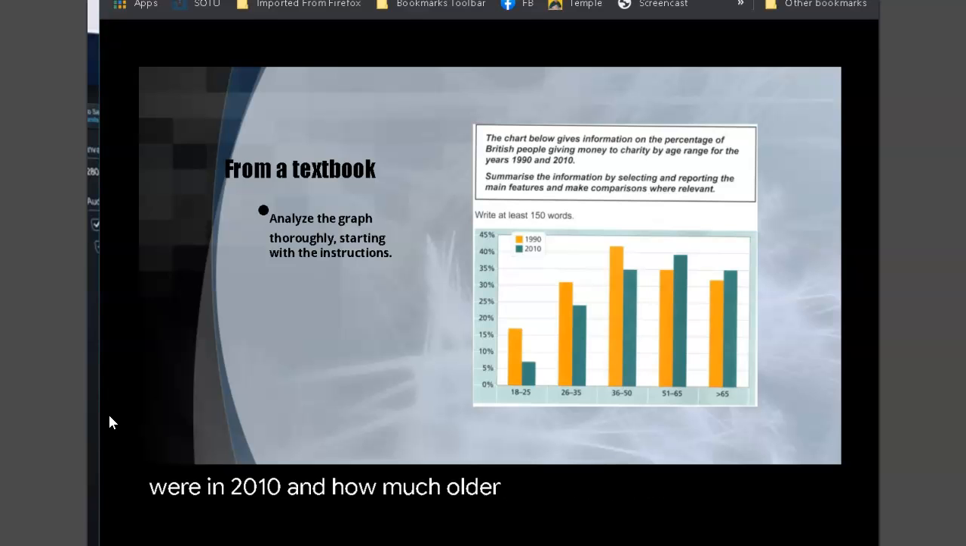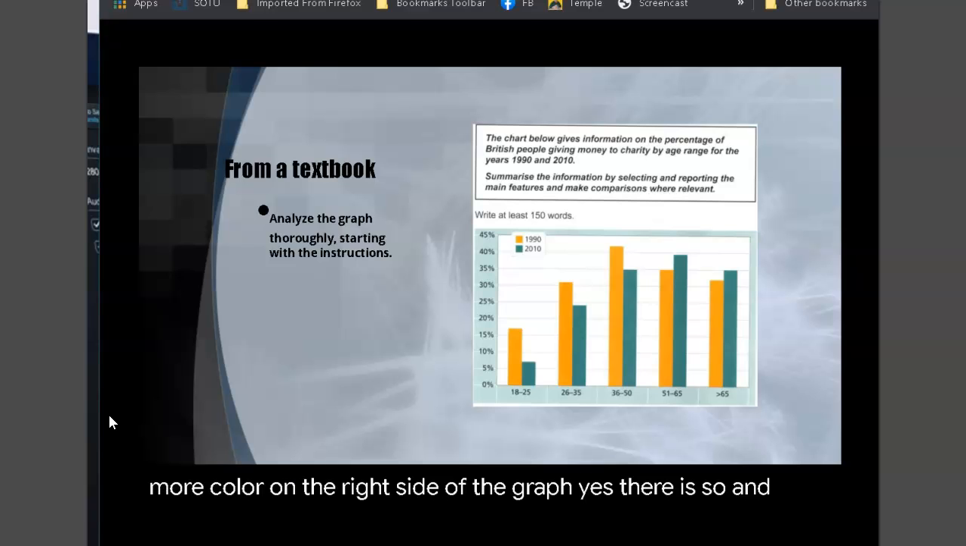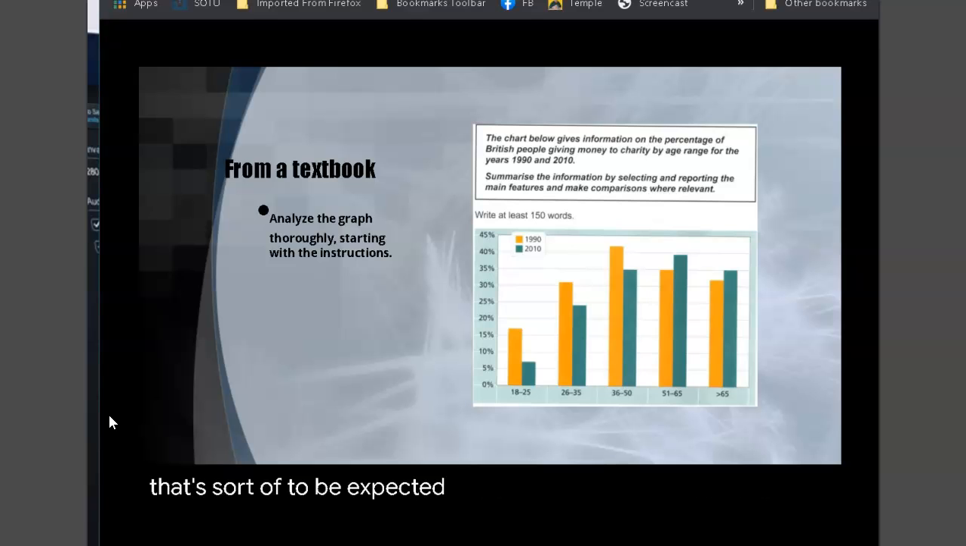And how about older and younger people? Is there more color on the right side of the graph? Yes, there is. And that's sort of to be expected, but don't let your preconceptions get in the way or guide you. The graph needs to be thought about in terms of beginnings and endings, similarities, things that remain the same over time.